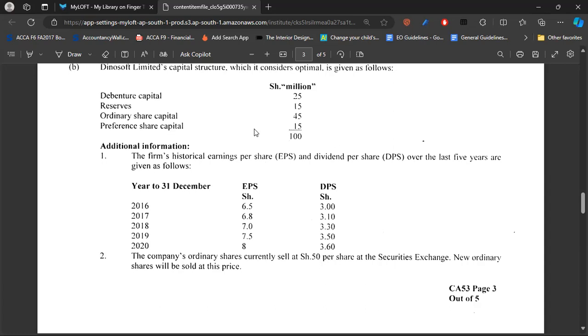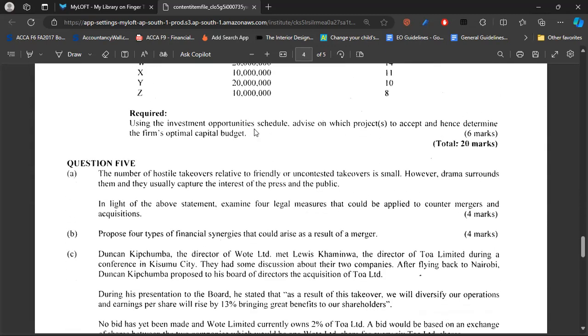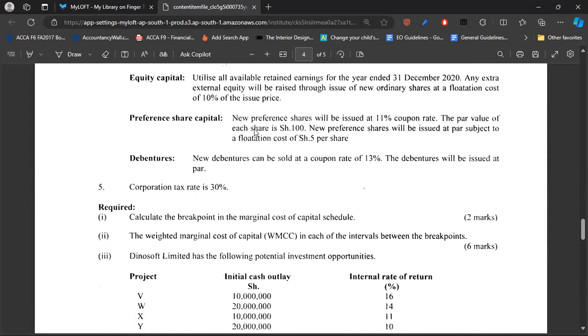So when you are doing this question, in the first part the examiner is asking us to calculate the breakpoint in the marginal cost of capital schedule. That is very simple. In most cases, an examiner is not going to give you this kind of question. But I have to give you a broader explanation of how you are supposed to compute these when such questions come in an exam.